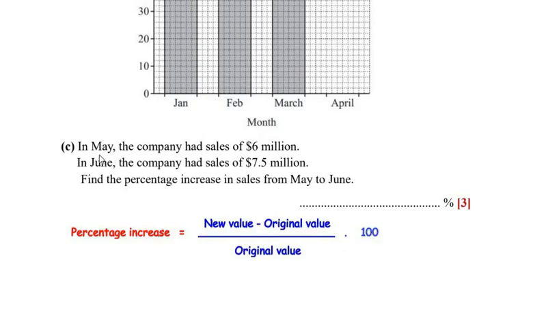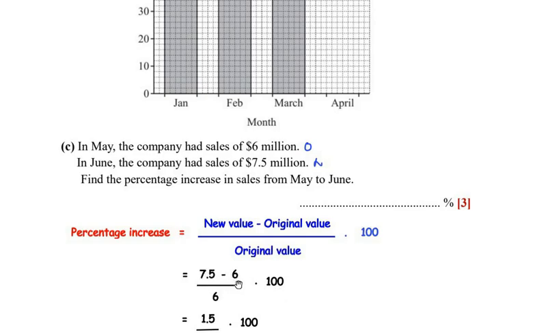Now here, May is the previous value, so this becomes the original value, and June becomes the new value. So from $6 million, the company had sales of $7.5 million. So it is an increase in percentage. So we are going to just plug in the values of new value and original value in this formula. So 7.5 minus 6 over 6 times 100.